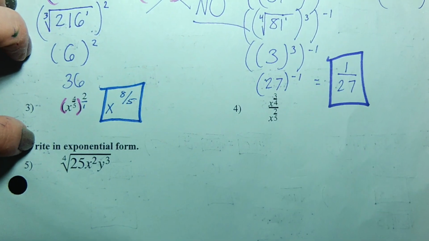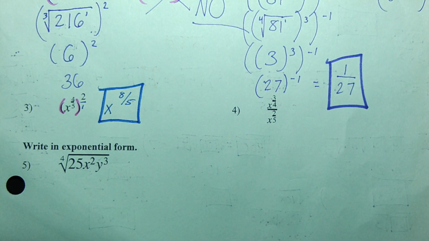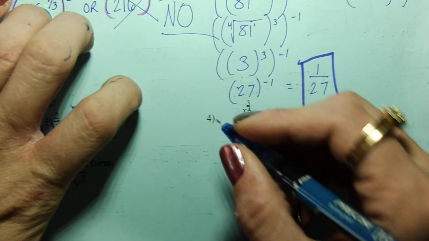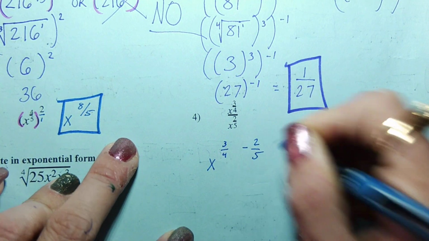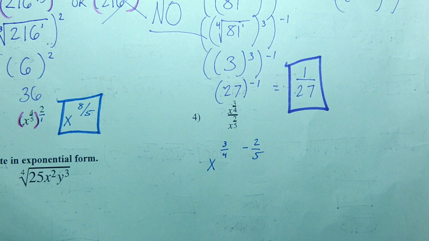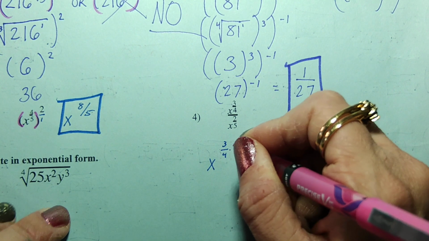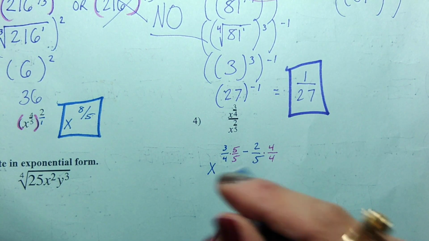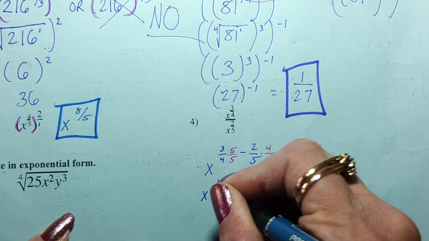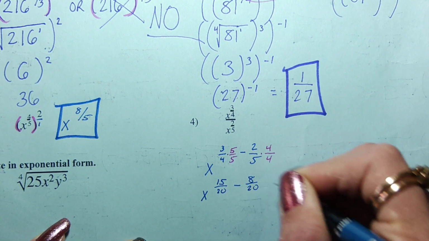What about on 4? What operation is going on between those bases? We are dividing. Thank you. We are dividing, so what are we going to do with the powers? Subtract them. So I'll have x to the 3/4 minus 2/5. So what are we going to use as a common denominator? 20. So we're going to multiply the first fraction by 5 over 5 to get 20 in the denominator. Second fraction by 4 over 4. So that will give me x to the 15/20ths minus 8/20ths.